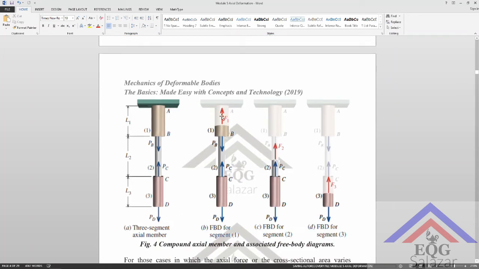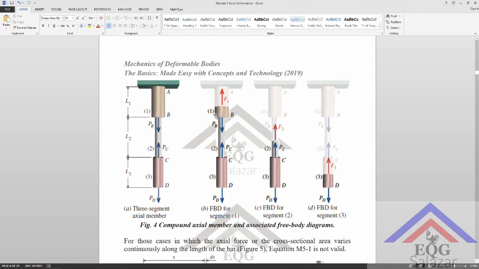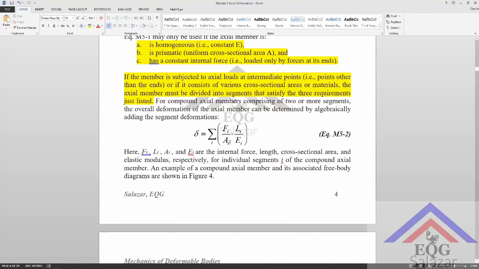these requirements. Okay, so we carry out the method of sections per segment so that we can expose the internal force, and then applying the equilibrium equation, since this is assumed to be in equilibrium, we can determine the internal force that we will be using in the calculation of the deformation. And the total deformation would be the deformation here plus the deformation here plus the deformation here, which is shown here in equation M5-2. So it's just the sum of all deformations of each segment.